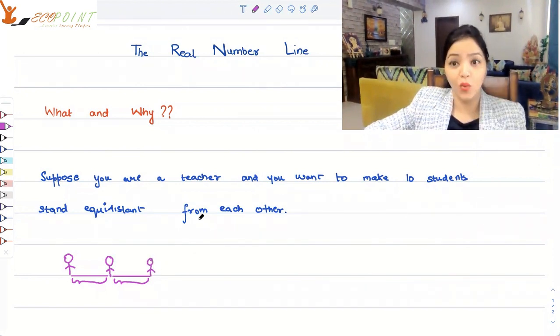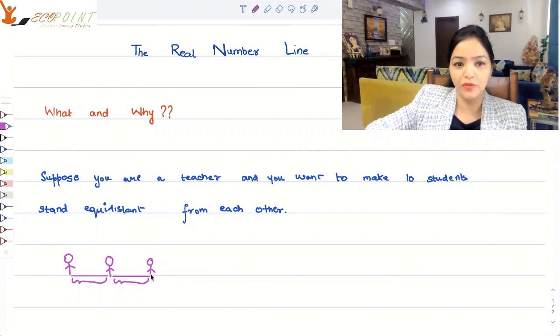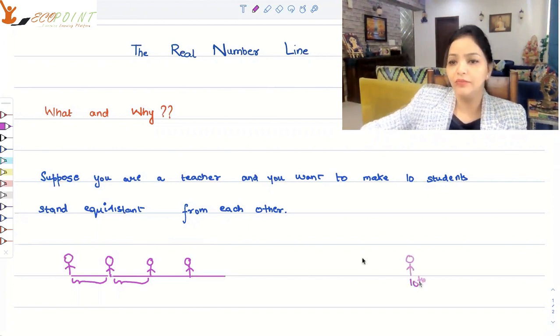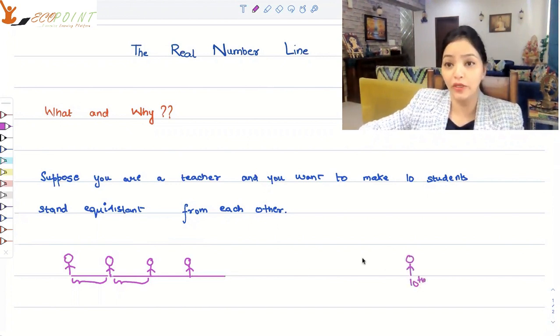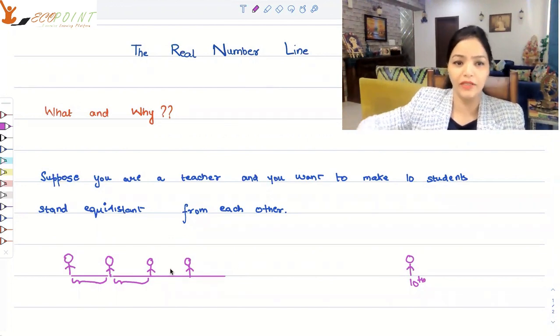For this person again, I want equidistance. So I'm going to cut that piece off again, take the same piece of line, and place the fourth person out here. They are equidistant. This process can go on and on till the 10th buddy. In this manner, I've made sure that they all are standing equidistant to each other.